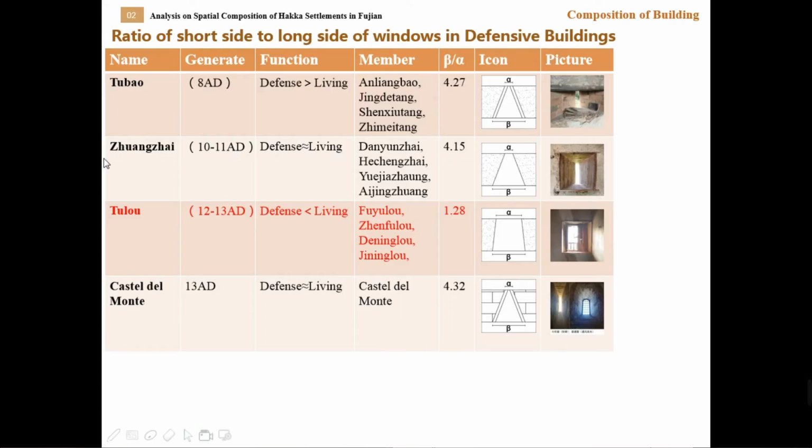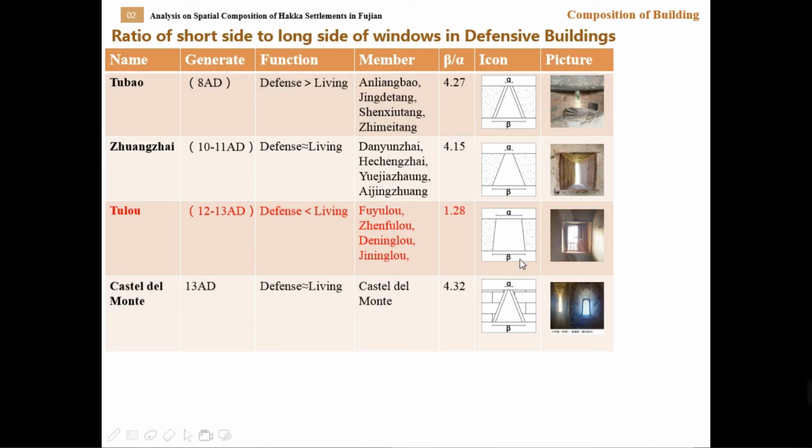About this research, I have measured the average beta divided by alpha, which is 4.27 in Tubao and 4.15 in Zhongzhai, and only 1.28 in Tulou on average. In Tulou, the window is more of a normal window instead of a defensive one.